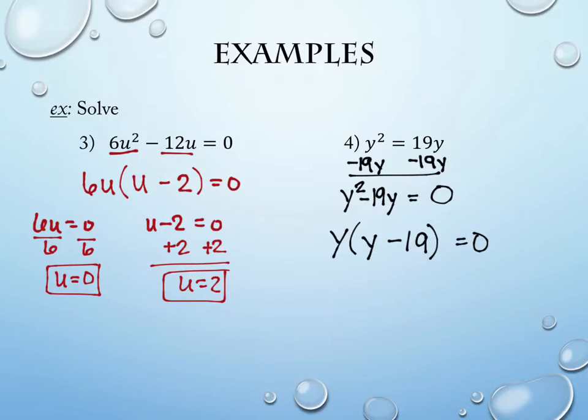Once I have it in this form, I can set each of the pieces equal to 0. So the first piece is really nice because it's just y. The second piece is y minus 19, set equal to 0. So there's no more solving to do here. It's just done, right? What do I need to do with my second one? Add 19 to both sides, and equal y equals 19.